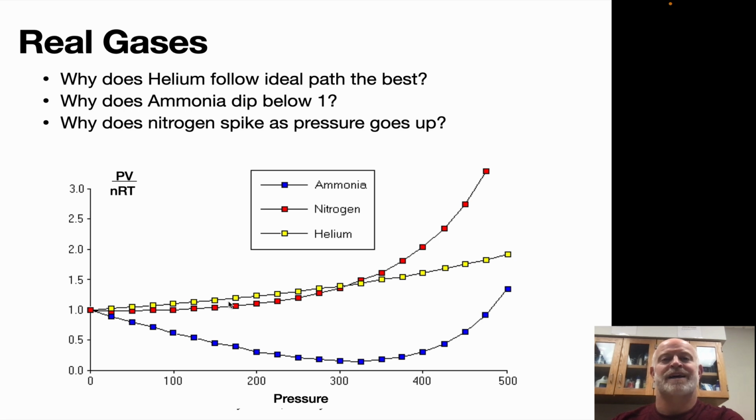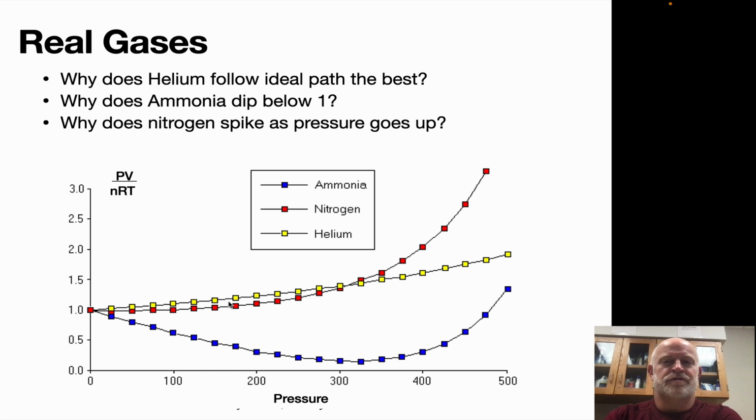Well, let's talk about its IMF. Helium is a noble gas. It's not a diatomic. Its IMF is the weakest of all of our gases. So it has extremely weak IMF. It can barely London dispersion force. It can't dipole-dipole. It definitely can't hydrogen bond. So, extremely weak IMF.